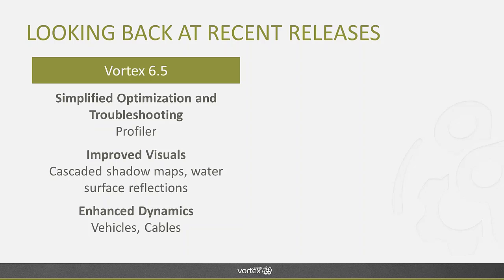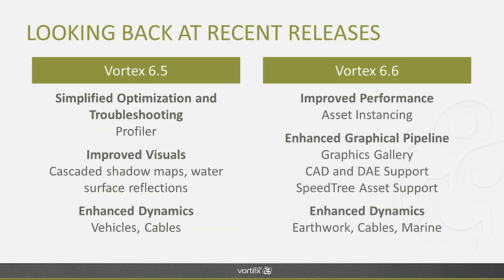Vortex 6.5 also rolled out cascaded shadow maps, which really made shadows in Vortex a lot more realistic, a lot smoother. It also introduced water surface reflections in Vortex Marine. And it included a group of enhancements to the dynamics, especially on the vehicle side and on the cables system side.